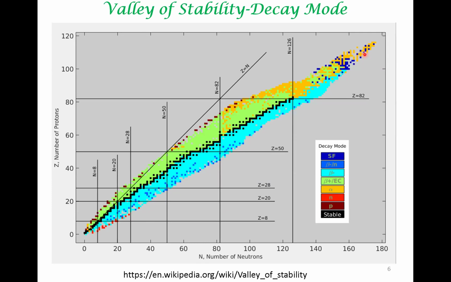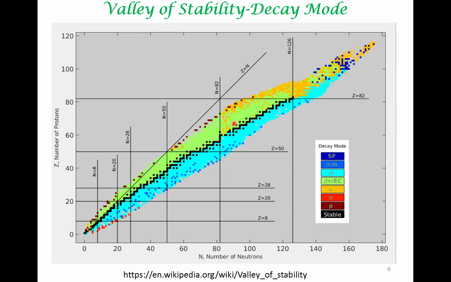This is another plot which shows a different feature, in terms of the decay modes of unstable nuclei. So what is plotted here? What is indicated by these black dots and these lines are stable nuclei.